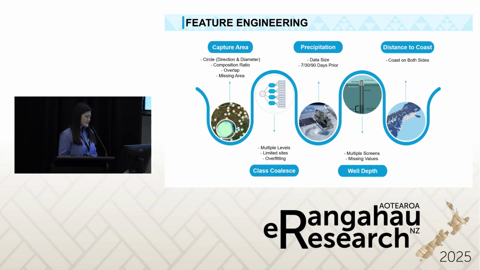And I decided to use the distance from the midpoint of the screen to the land surface as our well depth. I also needed to account for the fact that some wells have multiple screens and some wells do not have the screen information, so that requires some sensible imputing. I only looked at the lower side of the coast when I calculated the distance to the coast, because of the nature of the geographical conditions, even though some wells are closer to the other side.